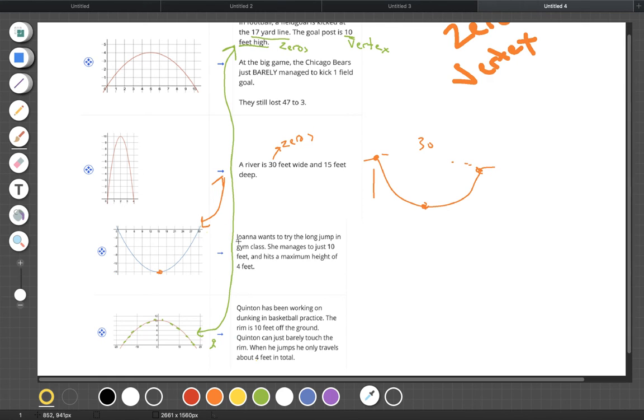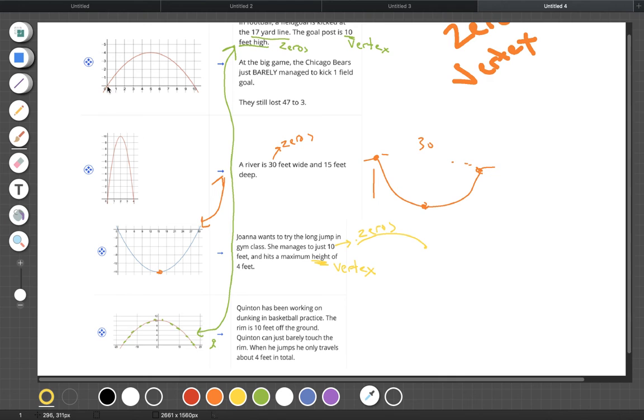Okay, next one. Joanna wants to try the long jump in gym class. She manages to jump 10 feet and hits a maximum height of 4 feet. So 10 feet far, 4 feet high. Again, the height, we want to think that's our vertex. So we need a vertex with a y value of 4. And then the distance will be related to the zeros. She jumps here and then lands 10 feet away over here. That will be related to the zeros. So let's see which one that might be.